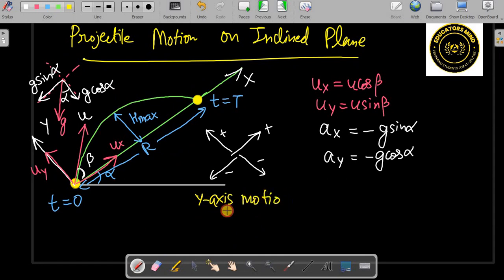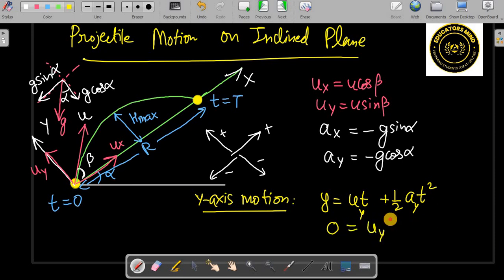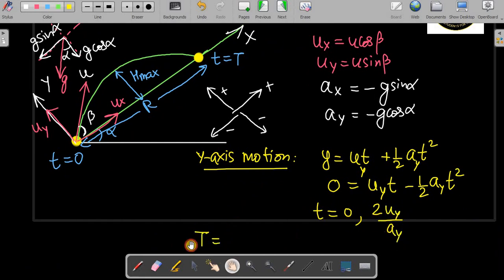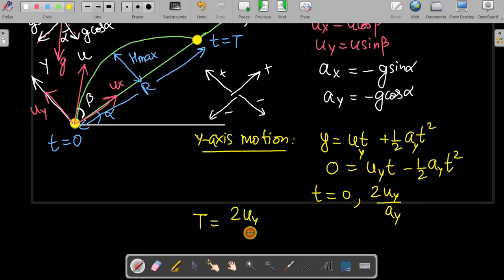In the y-axis motion, you can see the displacement y is 0. So ut plus half at square, again this is along the y-axis. So this y has to be 0, and this is uy t minus half ay into t square. From here, again two roots will come, but we are interested in time of flight. So time will be 0 and the other will be 2 uy by a1. So here the time of flight will be 2 uy by a1.